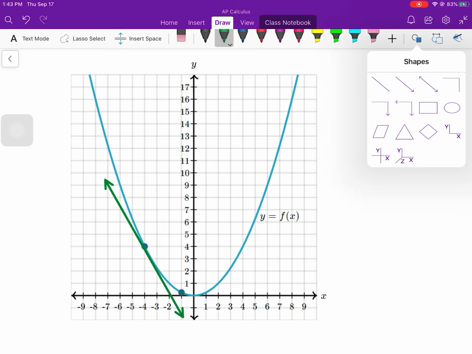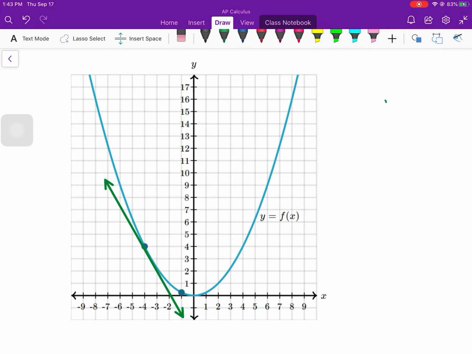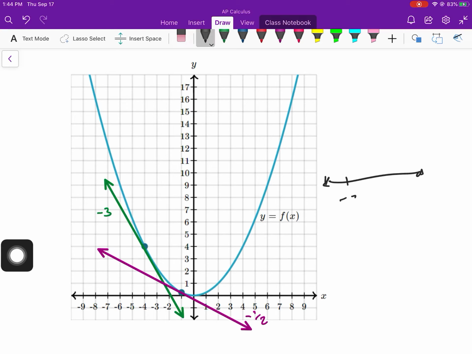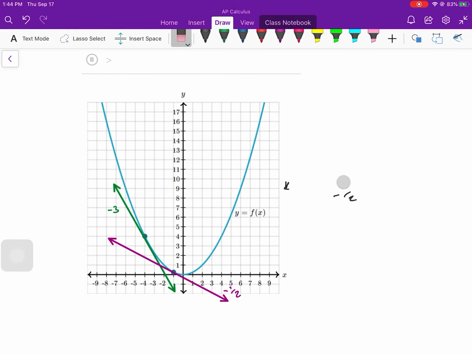Let me put that one in green. And this one would be actually a flatter slope. Let's put this in purple. So because this slope is negative, let's just say it was like -3, and this one was like -1/2. Which one would actually be greater? The -1/2 would be greater, wouldn't it? So -3 would be less than -1/2. Because we're dealing with negative numbers, -3 would fall to the left of -1/2 on the number line.